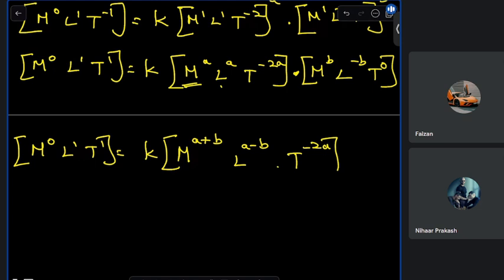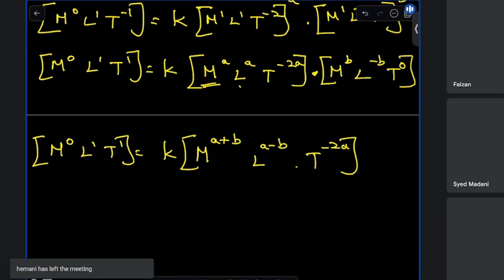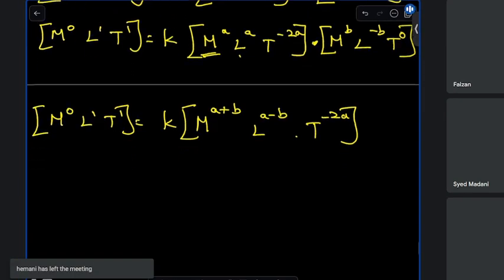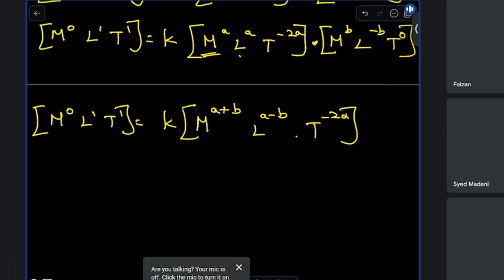Now the good thing here is once you combine them using indices, what you're left with is one box on the left hand side, one box on the right hand side. Again, we also learned in indices, when the bases are same and there is equal to sign in between, we equate the powers. So on top of M, there is 0. On top of M on the right hand side, there is a plus b. So that will be my first equation.